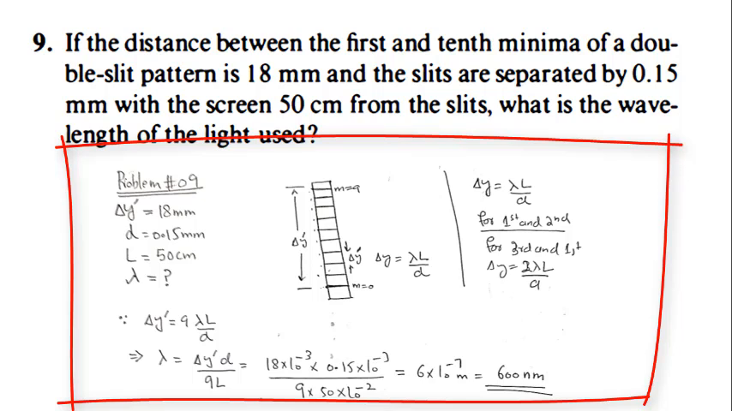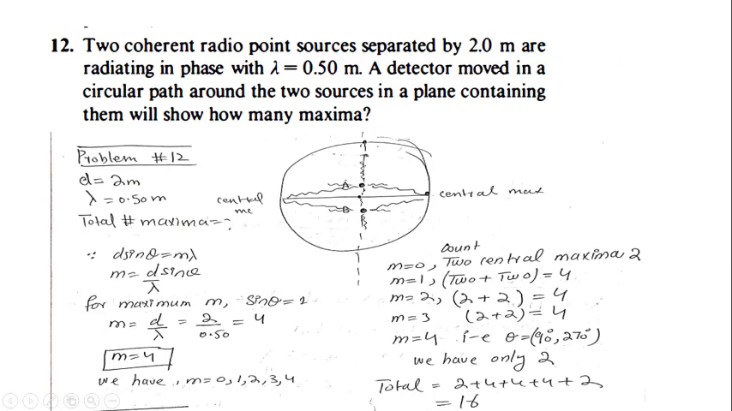So for first and 10th we need 9, so this is delta y prime is equal to 9 times lambda L by D. So lambda is equal to delta y prime D by 9L. All of the parameters are given. Delta y is 18 millimeter, the D is 0.15 millimeter, and L is 50 centimeter. So solving for this equation we can find the value of wavelength, which is 600 nanometers.